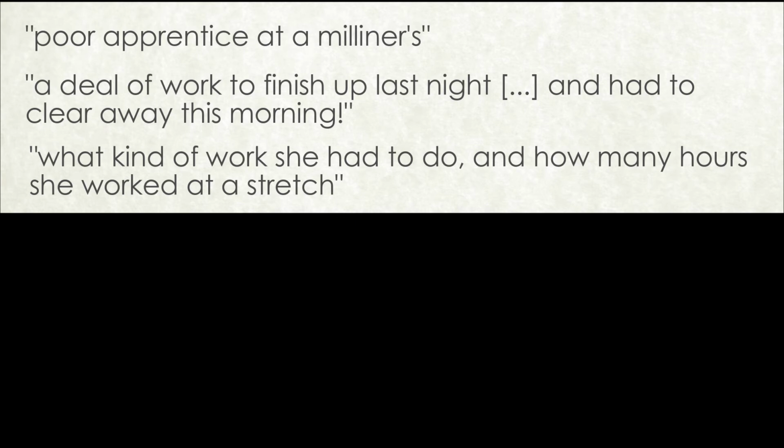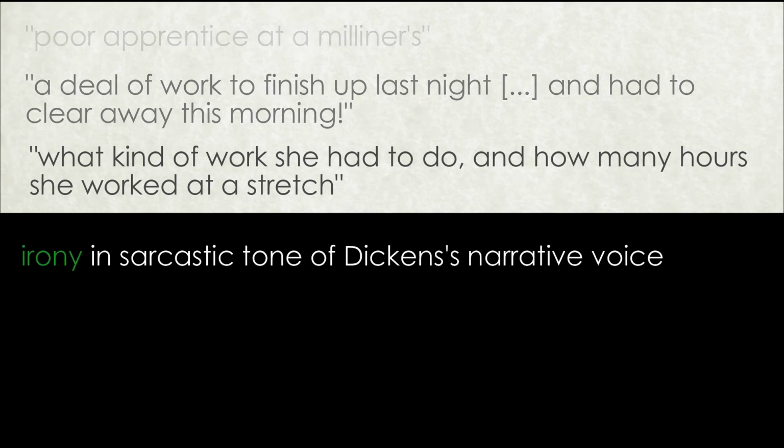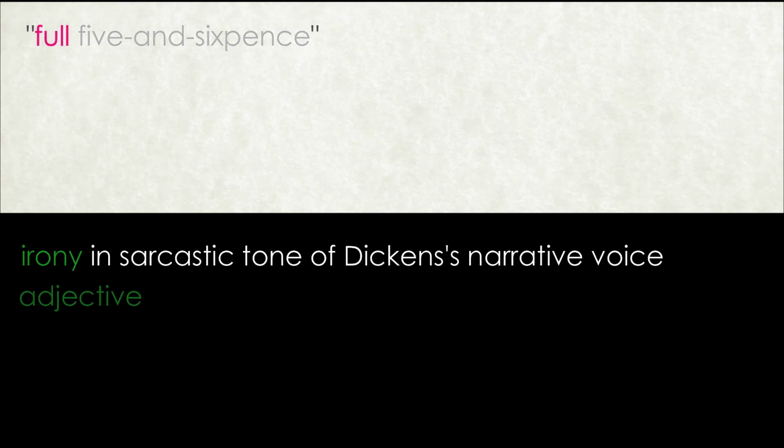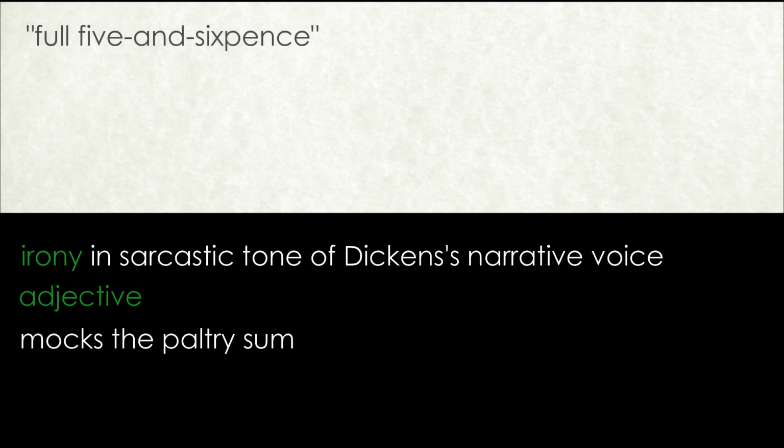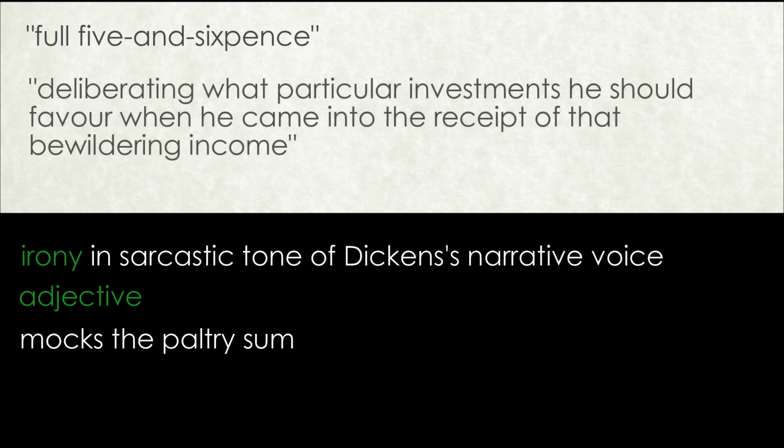The irony is clear in the sarcastic tone of Dickens' narrative voice, when Peter is wondering how he will spend the full 5 and 6pence that he may earn in the situation that Bob Cratchit has his eye on for him. Note the use of the adjective "full" as a means of mocking this paltry sum. The bitterness of Dickens's narrative voice escalates as he develops this idea, as Peter looks as though he were deliberating what particular investments he should favour when he came into the receipt of that bewildering income.